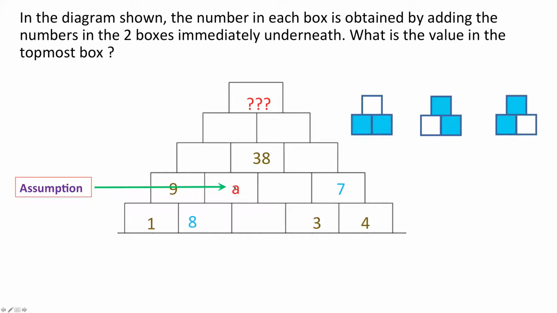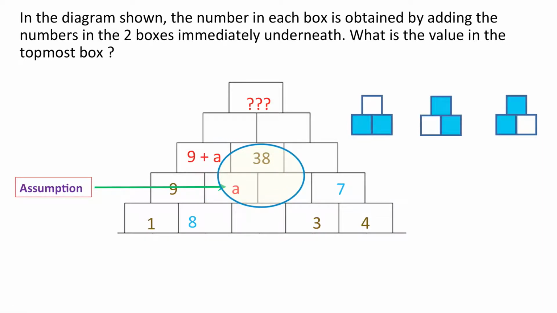proceed with your assumption. As soon as you assume this as A, then the way forward becomes slightly easier, because now if you look at this set of three blocks, two of them are known and the third one can be found. So you can put the value here as 9 plus A, which means you have taken another step in your journey towards your objective. Let's look around. Can you figure out any other block which can be filled?